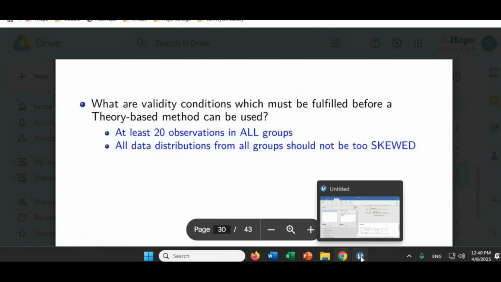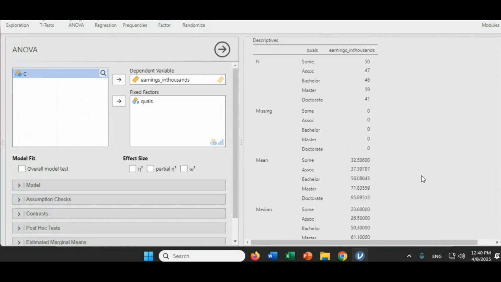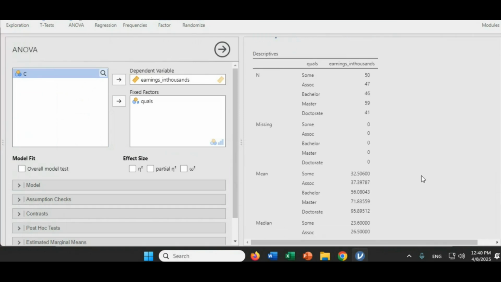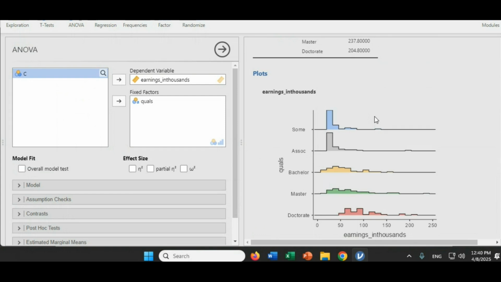If you go to, I'll come back to this slide. You look at Jamovi, do you see that all the statistics tell you, see the groups 50, 47, 46, everyone's more than 20. But do you think the skewness thing is obeyed? For some groups, but are there groups that are pretty skewed? Are you disturbed about some groups? I would say the sum group and the associates group are pretty skewed. The rest are okay. See, the sum group has a huge peak at the beginning. That's very skewed.